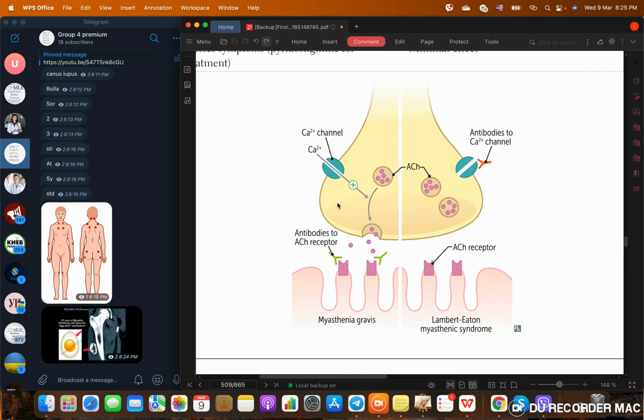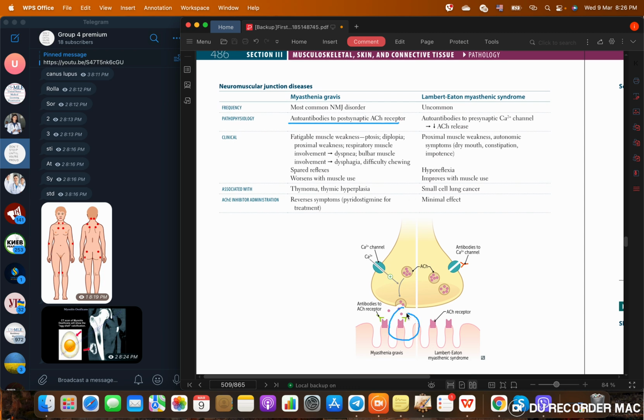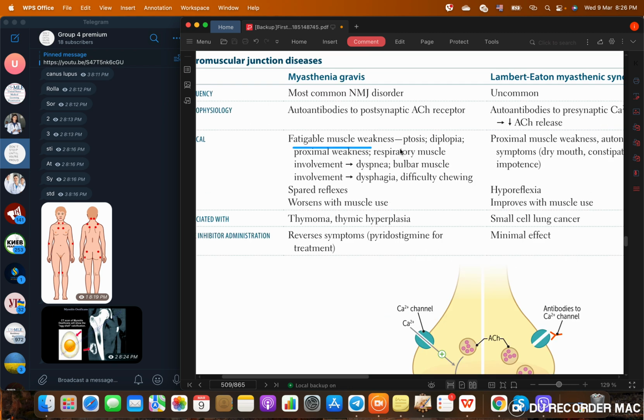At the neuromuscular junction, normally we have the action potential coming down, opening the calcium channels, which leads to the acetylcholine moving from here into the synaptic cleft. And after the acetylcholine is released, it can bind to the postsynaptic receptor and lead to the action potential. The first disease, myasthenia gravis, the most common neuromuscular junction disorder, will have an autoantibody to the postsynaptic acetylcholine receptor. So when this antibody attaches here, it's going to destroy the receptor and endocytose it, which makes it dysfunctional. So that means the action potential will not occur, which leads to a fatigable muscle weakness, ptosis, diplopia.